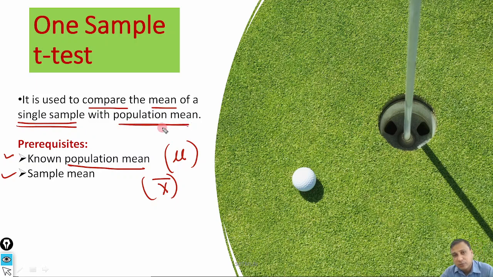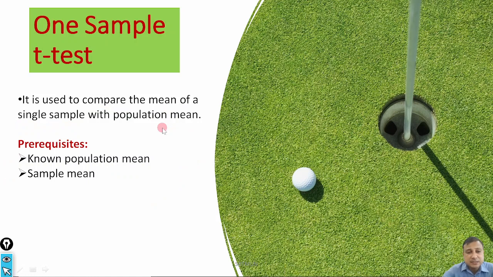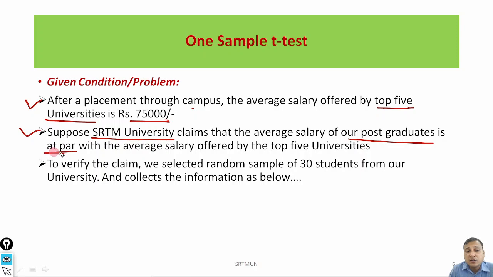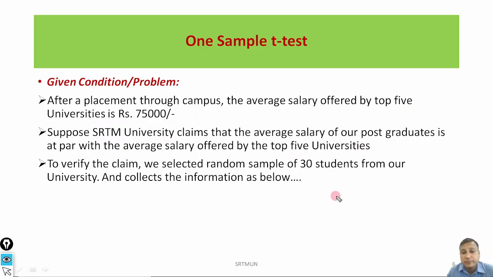One sample t-test is used to compare the mean of a single sample with the population mean. So how does it work? For that we'll see one sample data set, one example. Let me take you all to the example. Here is the given condition. Suppose after a placement through campus, the average salary offered by the top 5 universities is 75,000 rupees. And suppose our university, that is SRTM University, claims that the average salary of our postgraduates is at par with the average salary offered by the top 5 universities. Now what I'm going to compare here, I'm going to compare two things.